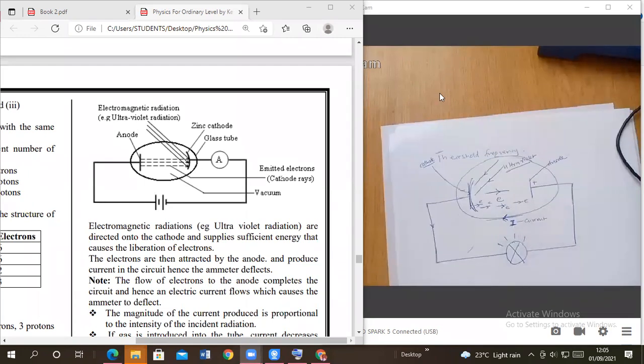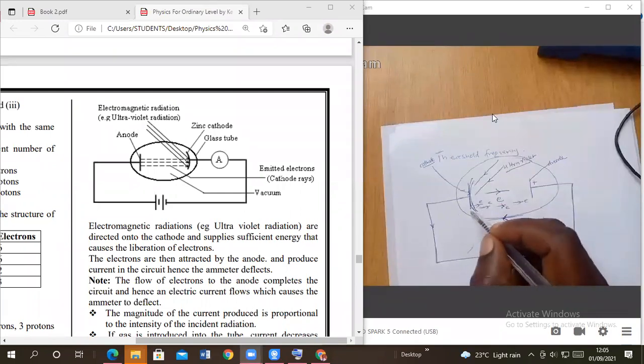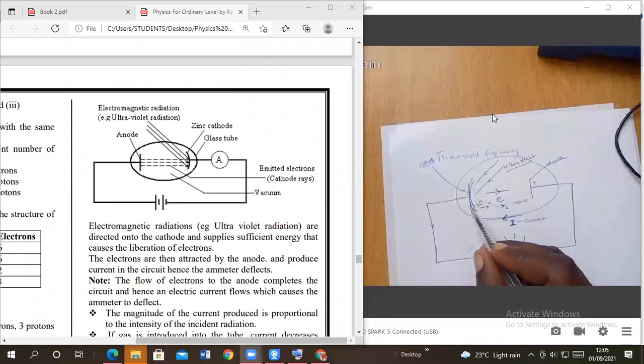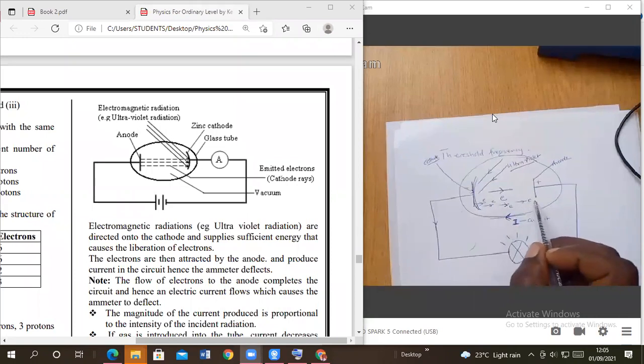They trap the light, they trap the radiation, and once they trap the radiation, electrons will be injected out of the cathode that is found in the photocells, and these electrons are attracted towards the anode. Once the electrons move from the cathode to the anode, current is generated and current flows in the circuit. And now if you have a bulb connected, the bulb will give off light.